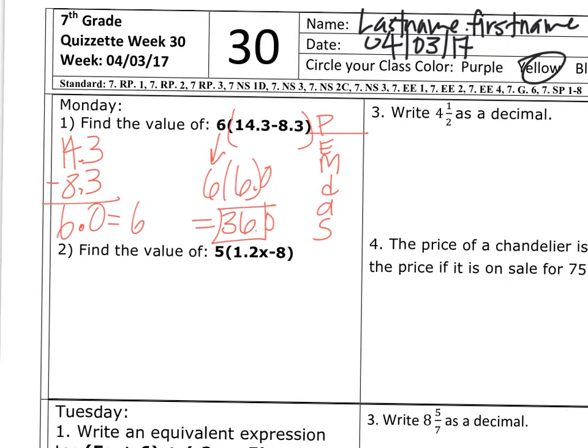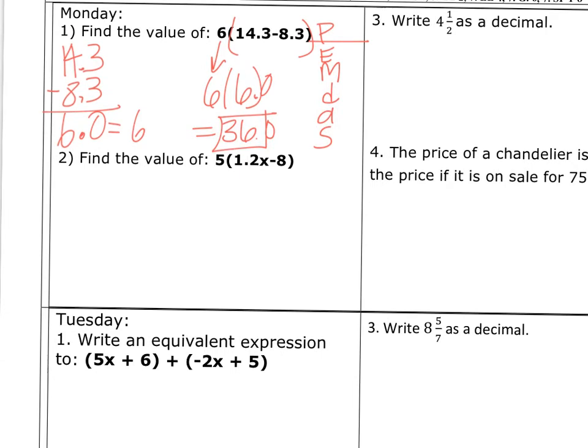Now let's look at number 2. It says find the value of 5 times 1.2x minus 8. So if you look here, these are not like terms. So 1.2x is not the same or similar to 8 because 8 does not have x next to it. So you can't combine this. So PEMDAS doesn't really apply to this right here because there's nothing you can do inside the parentheses. Now you just have to distribute the 5 to each term in that parentheses. So 5 by the distributive property gets multiplied to 1.2x and negative 8 or just 8.